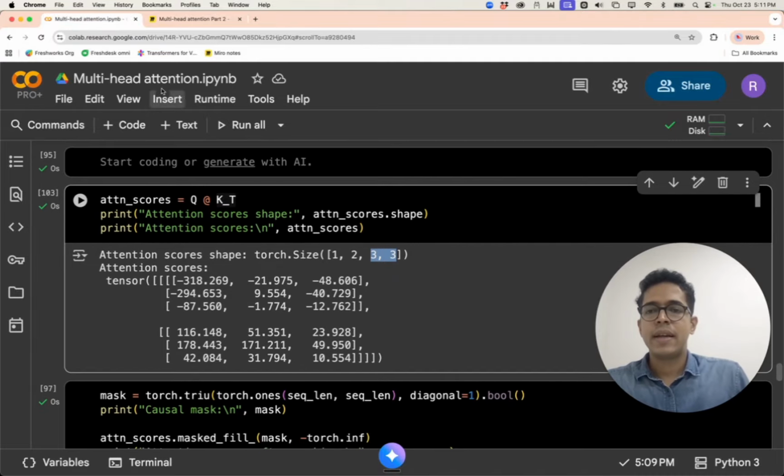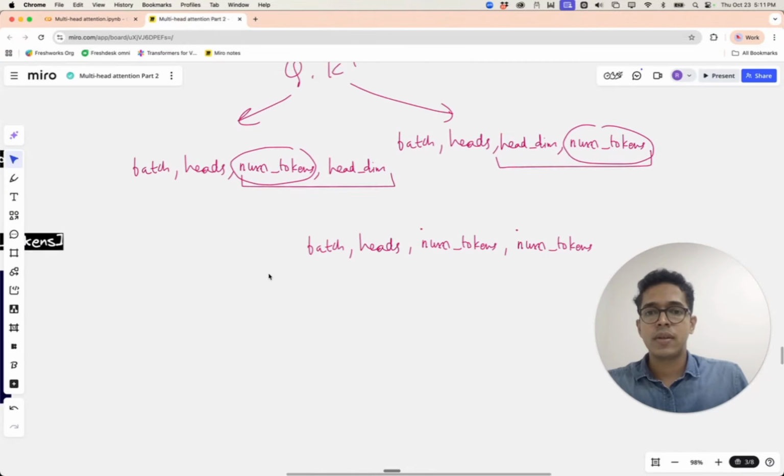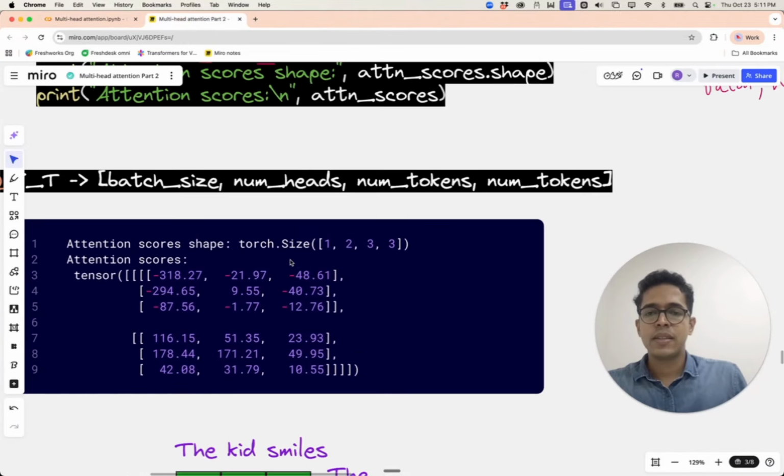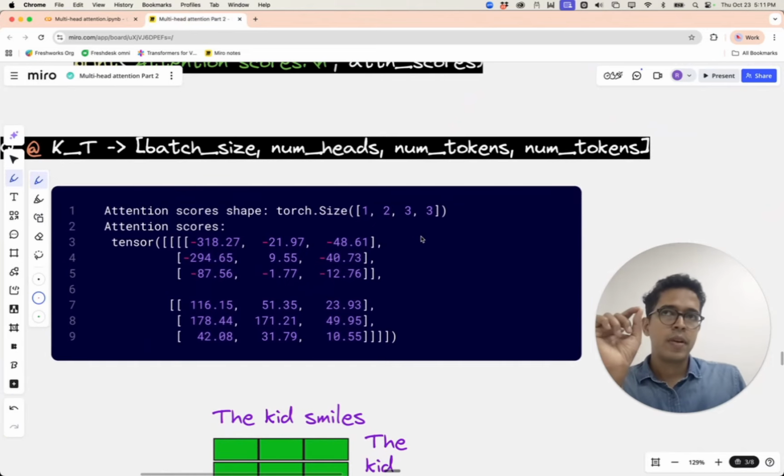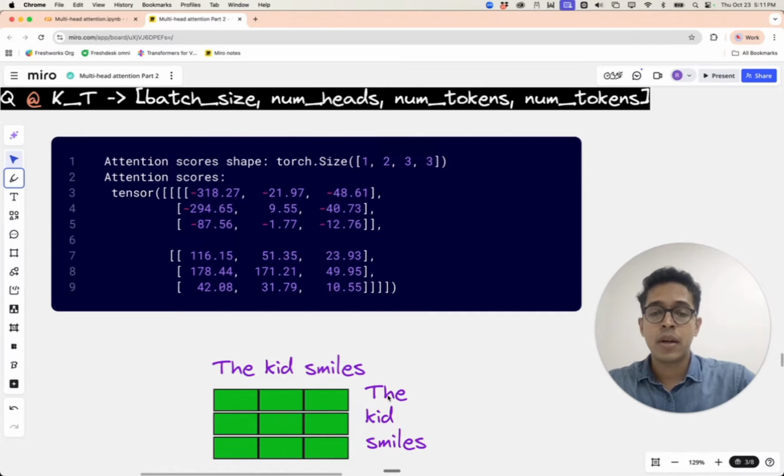So now this is your attention scores matrix. Attention scores matrix is 1 by 2 by 3 by 3. And we can clearly see, attention score will be calculated between every query and every key. Number of queries is equal to number of tokens. Number of keys is equal to number of tokens. So what was our query or our input? Our input was this sentence, the kid smiles.